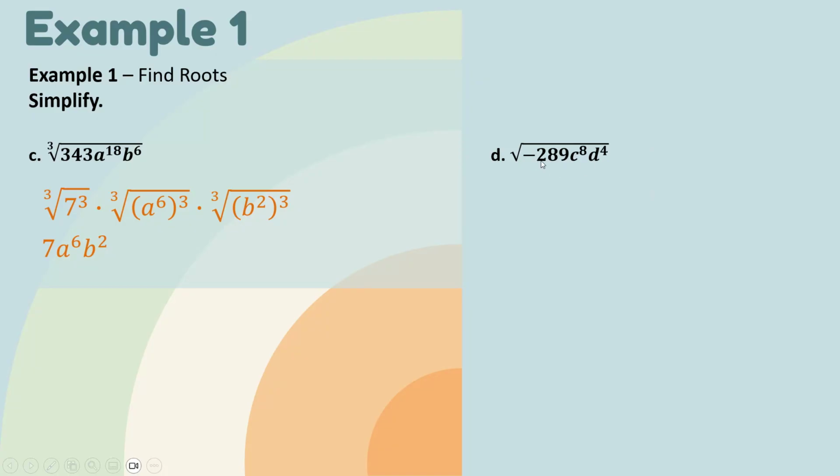Here we have the square root of a negative. So our index here is an understood 2, which is an even number. So the square root of a negative is not real. So we can think of it as square root of negative 1 is i. And then 17 times itself equals 289. And then for our even powers here, we divide the exponents by 2 to get the square root.